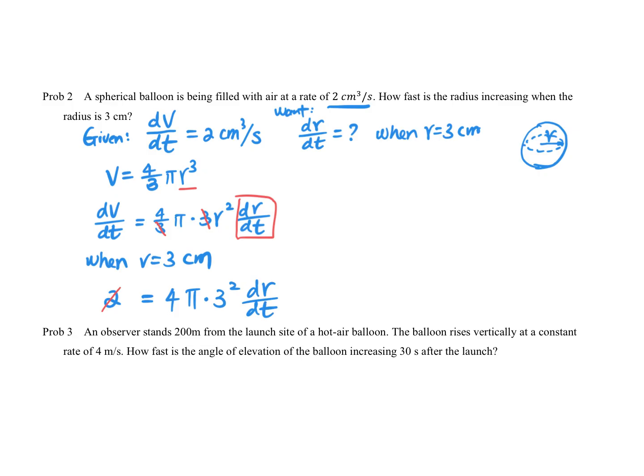We can actually divide both sides by 2. And so we want to solve for dr dt. The equation we have now is 1 equals, this is 9 times 2, which is 18 pi dr dt. And dr dt eventually is equal to 1/(18 pi). And the unit will be centimeters per second.